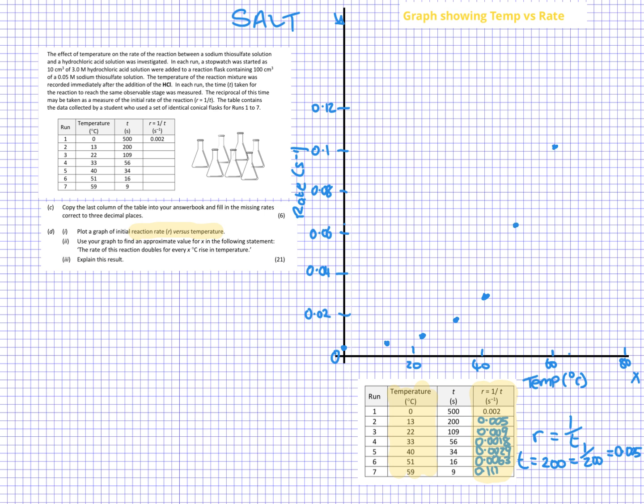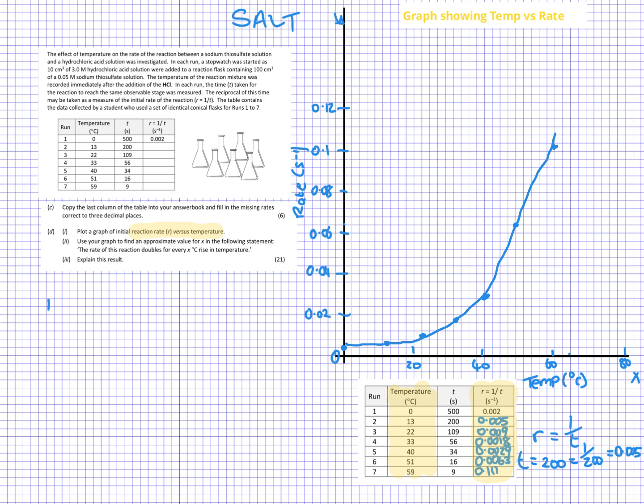So once you've got all of those points plotted, you now join them together. When you're joining them together, it's important that you don't use a ruler when you're joining the points on your graph together. You do not use a ruler. You sketch along using your free hand like so. Okay, and that is the graph plotted.